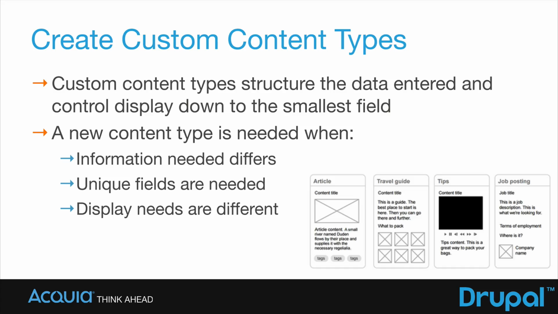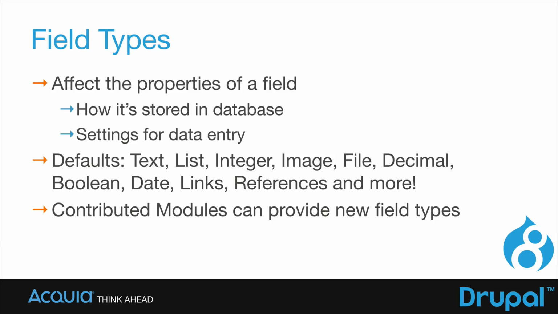A custom content type structures the data so we can get at it later using different views and layouts. A new content type is needed when information that you're storing differs, unique fields are needed, and your display needs are different. And so the article content type, for instance, title, body, and image, isn't going to cut it for our hotels. You're able to add fields to any entity in Drupal, and specifically at this point, content types.